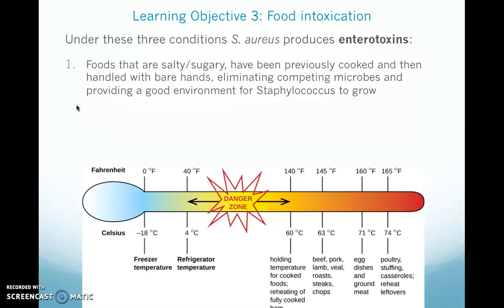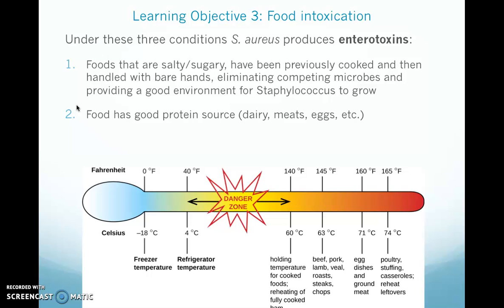First, it would be on foods that are salty or sugary. Staphylococcus tolerates higher levels of salt and sugar than other types of microbes, so they'd be happy growing here, but they wouldn't have many competitors. Foods have been previously cooked and then handled with bare hands, so they're getting contaminated with S. aureus from people's hands, and there's no competition. So this is a good environment for the Staphylococcus to grow.